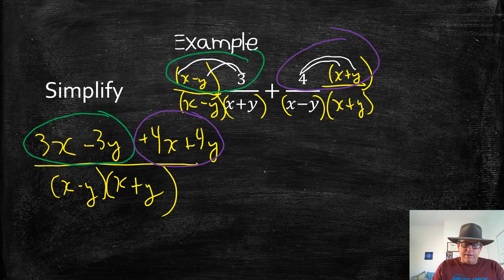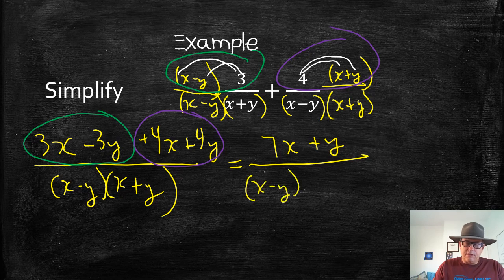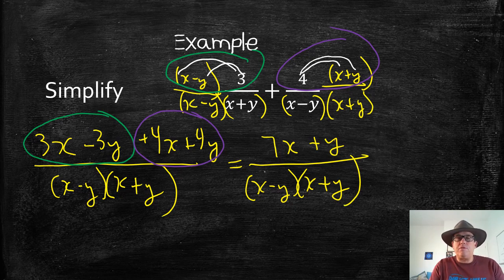So now I still need to simplify. I can simplify my numerator. There's nothing to do with the bottom. Don't cancel it. So up top, 3x plus 4x is 7x, minus 3y plus 4y is plus y, and this is all over x minus y, x plus y. Again, it won't be wrong if you expand the denominator, but it's extra work, and this time there's nothing to cancel because I can't factorize the numerator. After you simplify, you should always check. Can you factorize the numerator? Can you find a common factor? I can't. So that's my final answer.